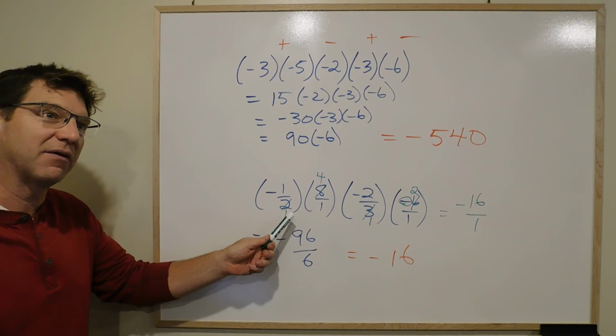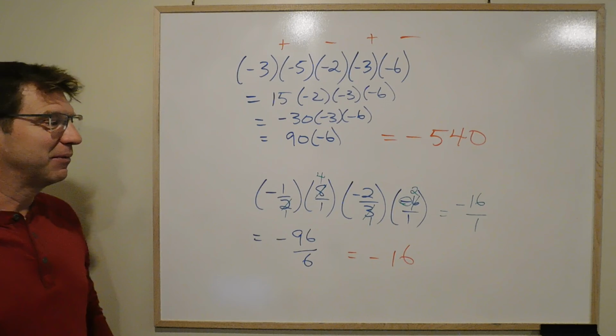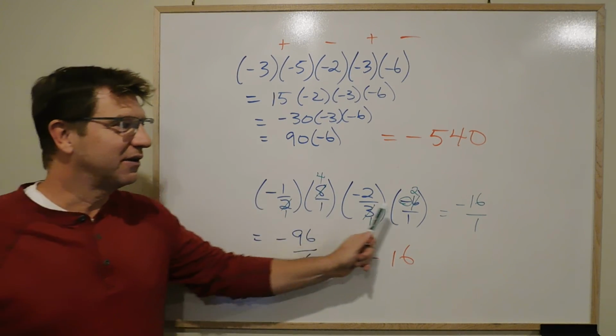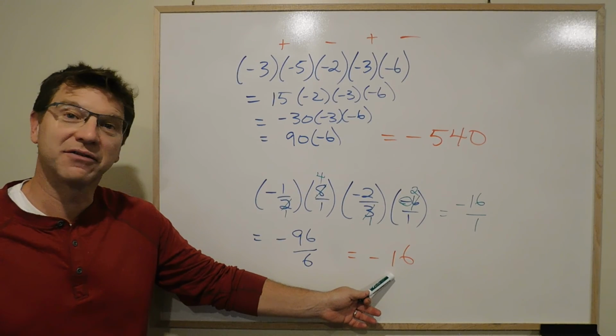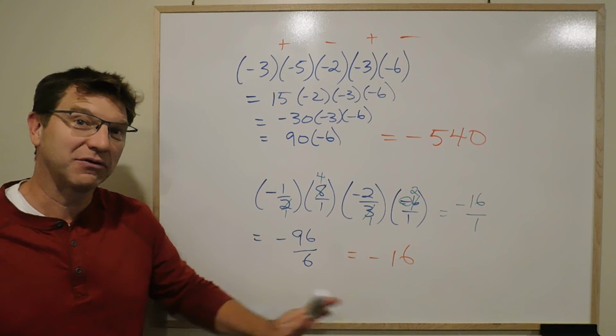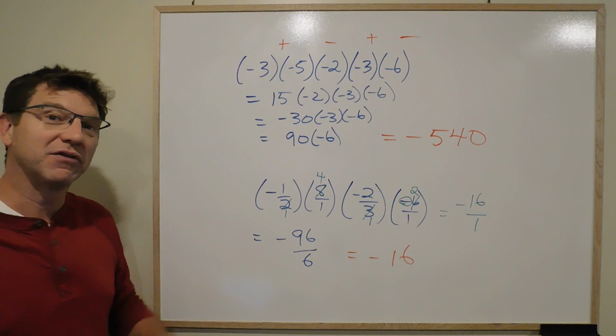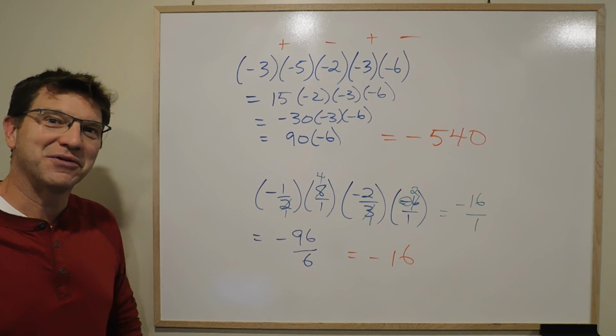If you've never done it that way, just ignore what I just did. But if you have done it that way, it's a different way to do it. You'll get negative 16 over 1, which of course is the same answer of negative 16. Okay, so there's a couple ways to do it. You may have learned it differently depending on who taught you math in high school.